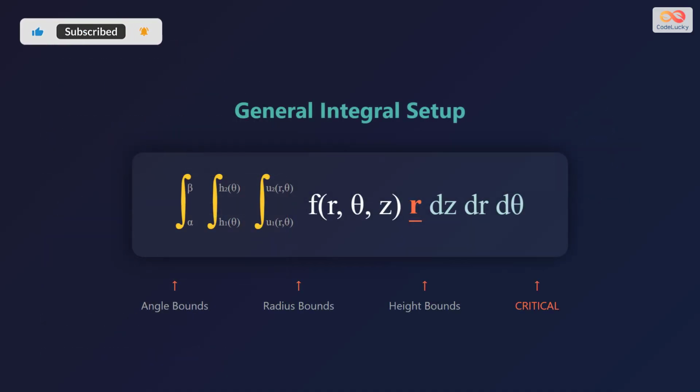Here is the general structure of a triple integral in cylindrical coordinates. We usually integrate with respect to z first, then r, and finally theta. Notice the order of the differentials, dz, dr, d theta. And again, notice the r term inside the integral. This is the Jacobian factor that scales the volume element correctly.